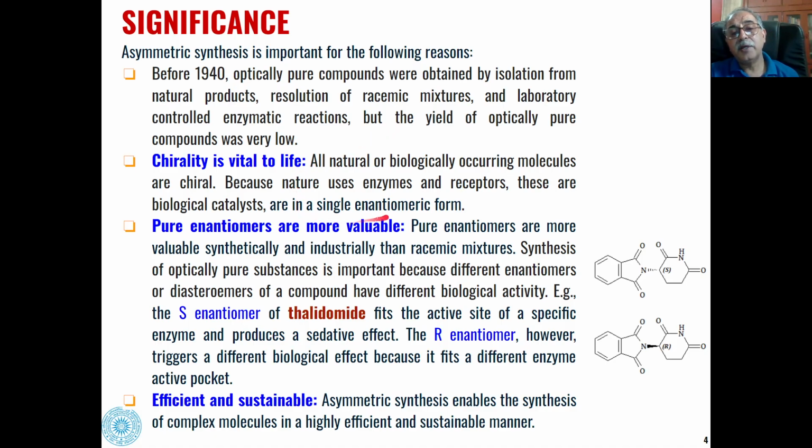And then we have seen that in natural products, chirality is vital to life, and most of the natural or biologically occurring molecules have been found to be chiral molecules. The best examples are enzymes and receptors. All these enzymes and receptors are chiral molecules, and they can act as biological catalysts for enantiospecific reactions.